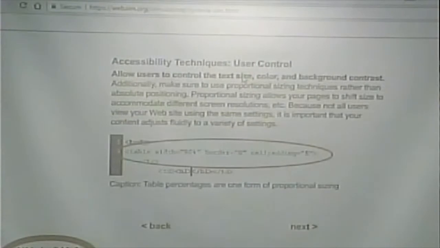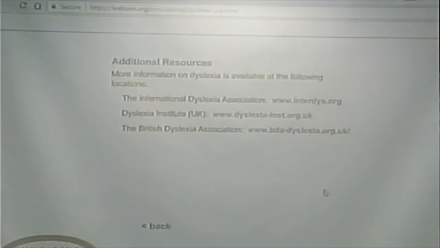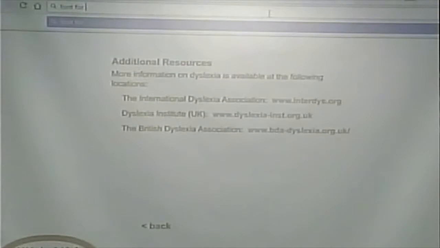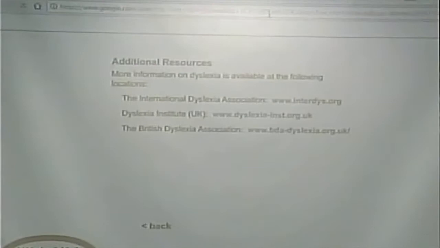Allow users to control the text size, color, and background contrast. In addition, I would argue the fonts as well, because there might be one font or another that's easier for people with dyslexia to read. In addition, using space between things. Well, that's kind of what they said about putting things in manageable chunks. And then there are additional resources. Let's quickly look up if there's a font that's best for dyslexia, because I've seen different research on this.